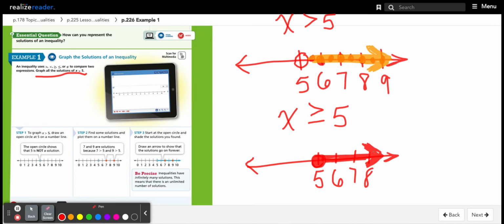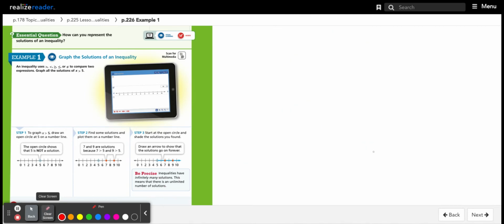So when we think back to our greater than or equal to, less than or equal to, when it's just greater than or less than, it's going to be an open circle. If it's greater than or equal to or less than or equal to, it's going to be a closed circle because we are including that number.